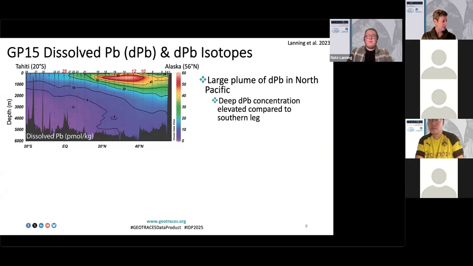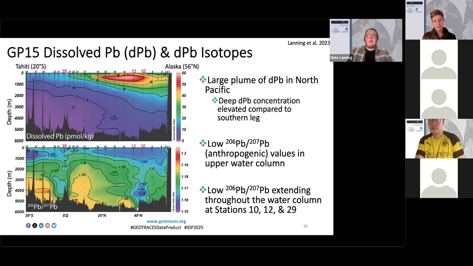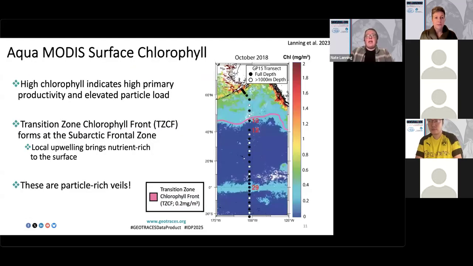When we started looking in stable isotope space, we saw a low, or anthropogenic, 206 to 207 signature pretty much ubiquitously throughout the upper and intermediate water column. However, at very key stations, we actually saw that anthropogenic signal extending throughout the entire water column. Those stations are station 10 and 12 in the North Pacific, but also station 29 at the equator. We were interested in knowing what was going on at those stations. We referenced the Aqua MODIS satellite surface chlorophyll data, and I want to emphasize that where we have high chlorophyll, that indicates high primary productivity and elevated particle load. And we did see high chlorophyll concentrations, indicated in the figure to the right, at some of those key stations.